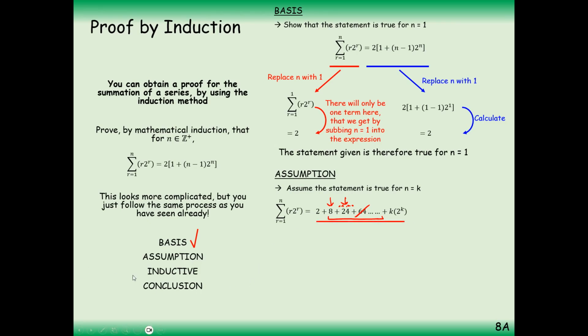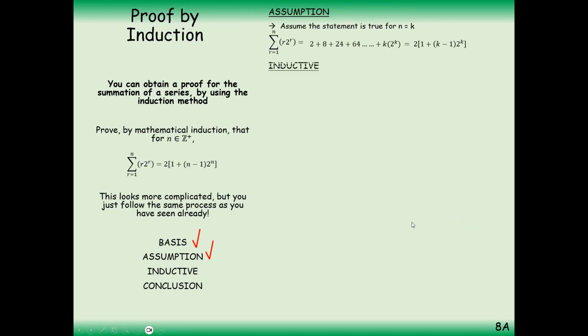So then what we will have, as a result of this hypothesis, is that the last term here is k multiplied by 2 to the power of k. So make sure you write that in your assumption step. The very last term is important. And then you will just write the formula with k replacing n. So we will use that in this next step, the inductive step.